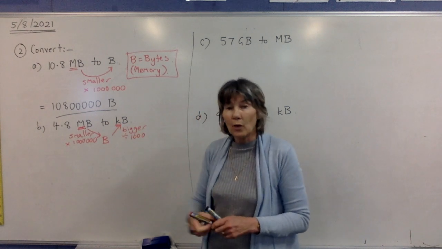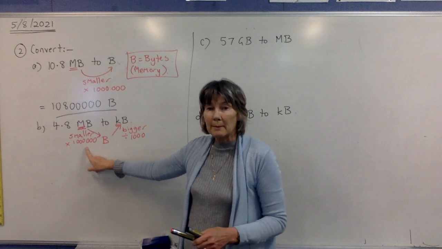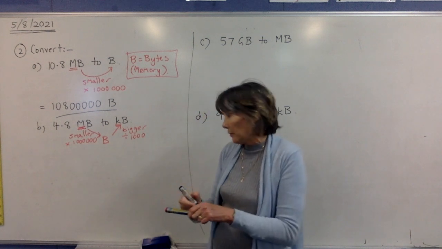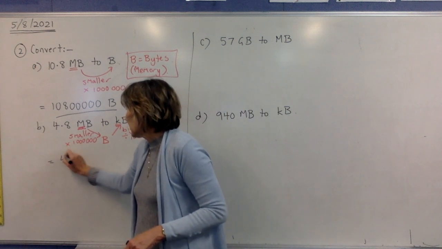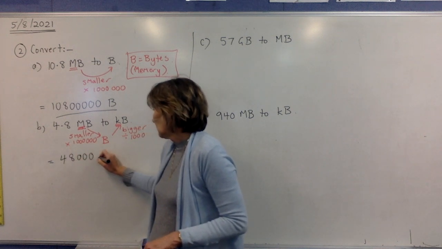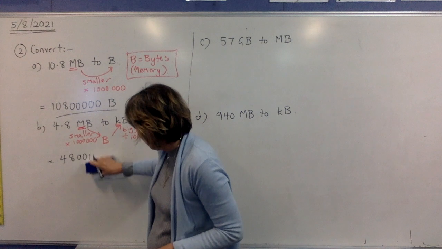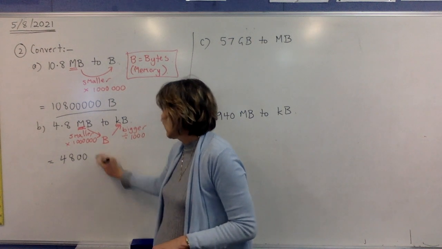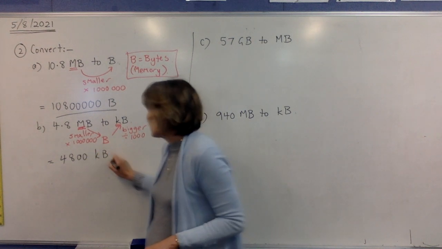So we're going to do 4.8 times 1 million divided by 1,000, and you'll get this answer. You'll get that answer in kilobytes.